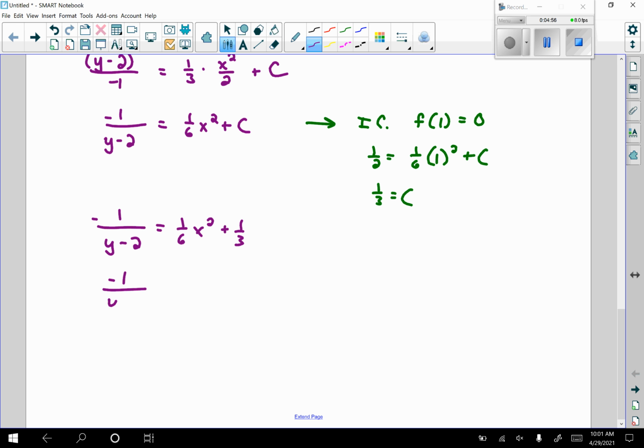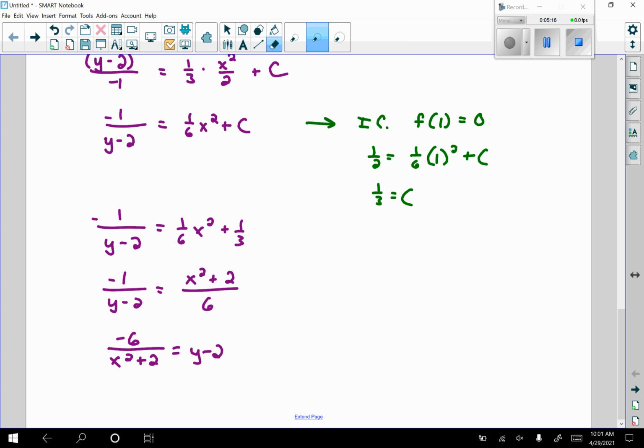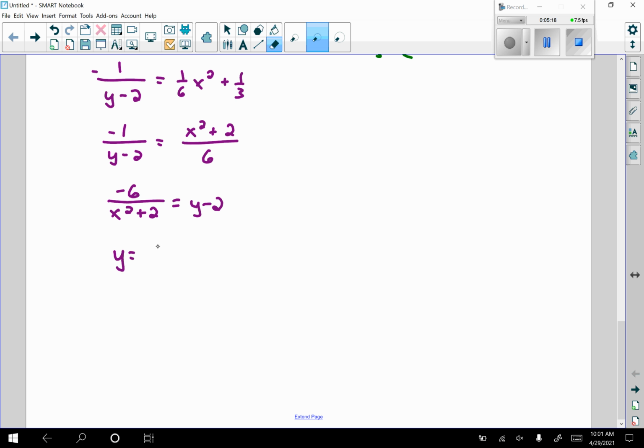So we get negative 1 over y minus 2. This will give us x squared, and we could look at this as 2 over 6, so plus 2, all over 6. I could cross multiply or take the reciprocal of both sides here, but that would end up leaving me with negative 6 over x squared plus 2 is equal to y minus 2. Solve for y, so I'll just put the 2 first. y is going to equal 2 and then minus 6 over x squared plus 2. They also make a note that this solution is valid for all real numbers x.